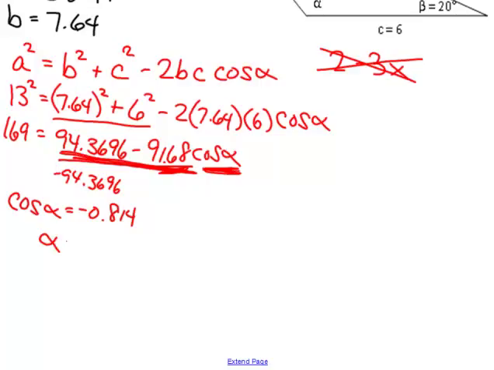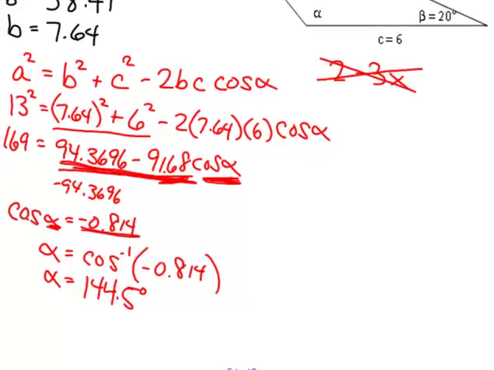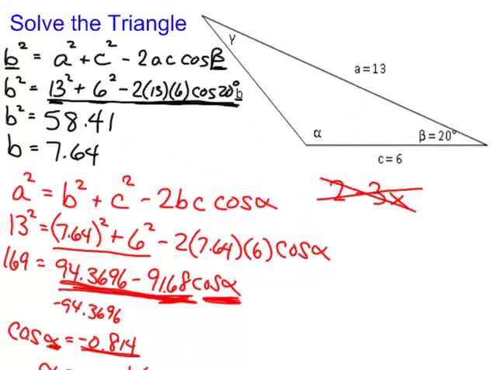Now, to find alpha, then I have to do the inverse cosine of negative 0.814, because again, if the cosine of alpha is this answer, then the inverse cosine of negative 0.814 would give us that angle alpha. And if your calculator is in degree mode, the inverse cosine of negative 0.814 gives us 144.5 degrees. Okay? So moving back up to our diagram here, this is 144.5 degrees, and side B was 7.64.